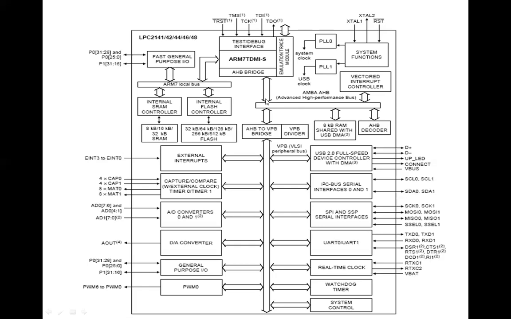Then a reset button will be there, which helps you restart the entire chip, the controller, as well as the on-chip board. Then below, after the AHB to VPB bridge, it is linked with many peripherals like the external interrupt. On the left hand side we can see the external interrupt, which is used for accepting external interrupts.